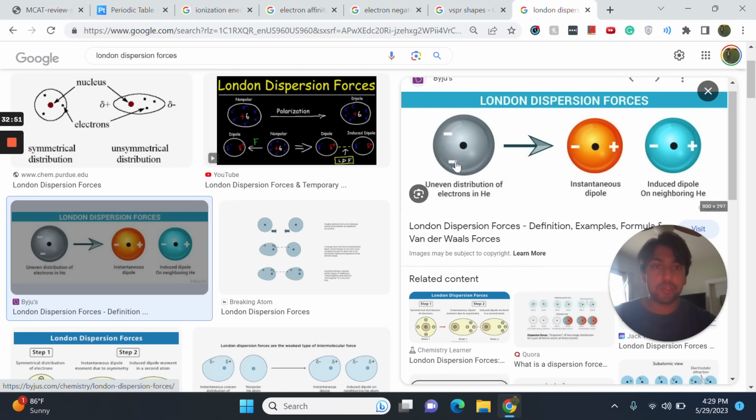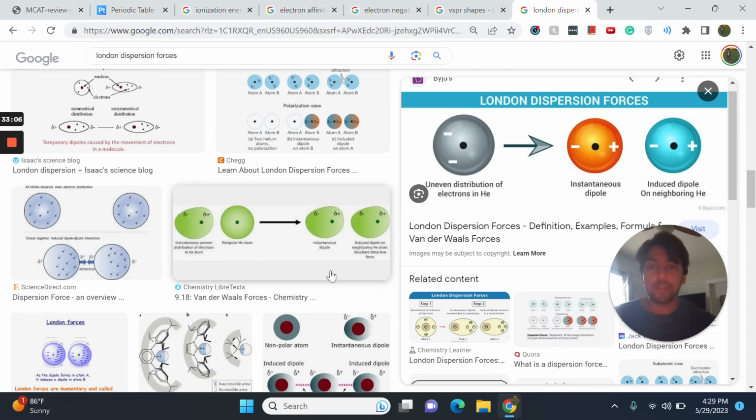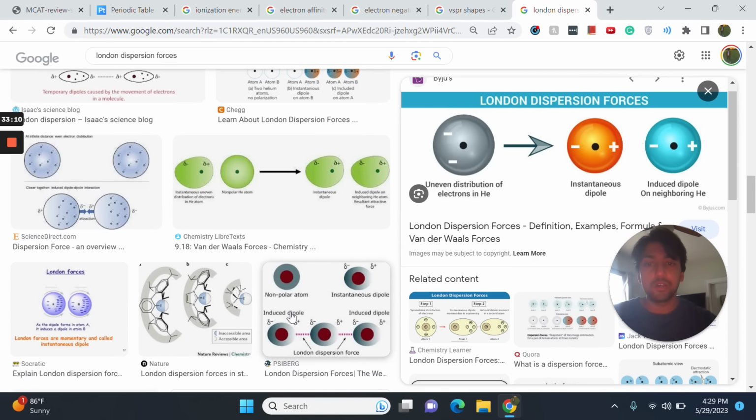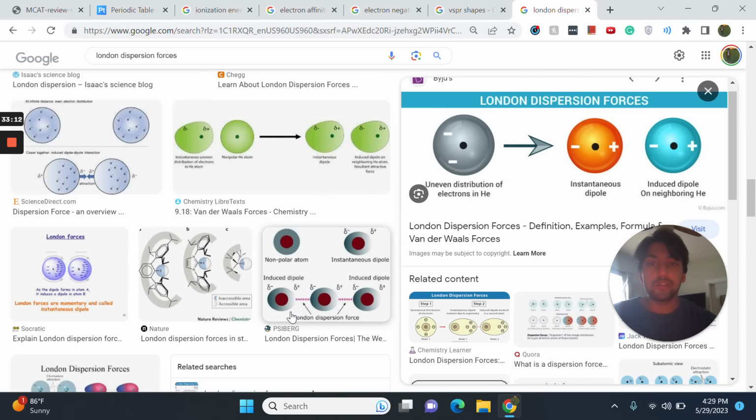And so you might create this instantaneous dipole within it. Even though it's not a charged particle or it's not polar, you can have a redistribution of electrons that creates instantaneous dipoles, and that might create a very weak attraction or repulsion, and that's called a London dispersion force.